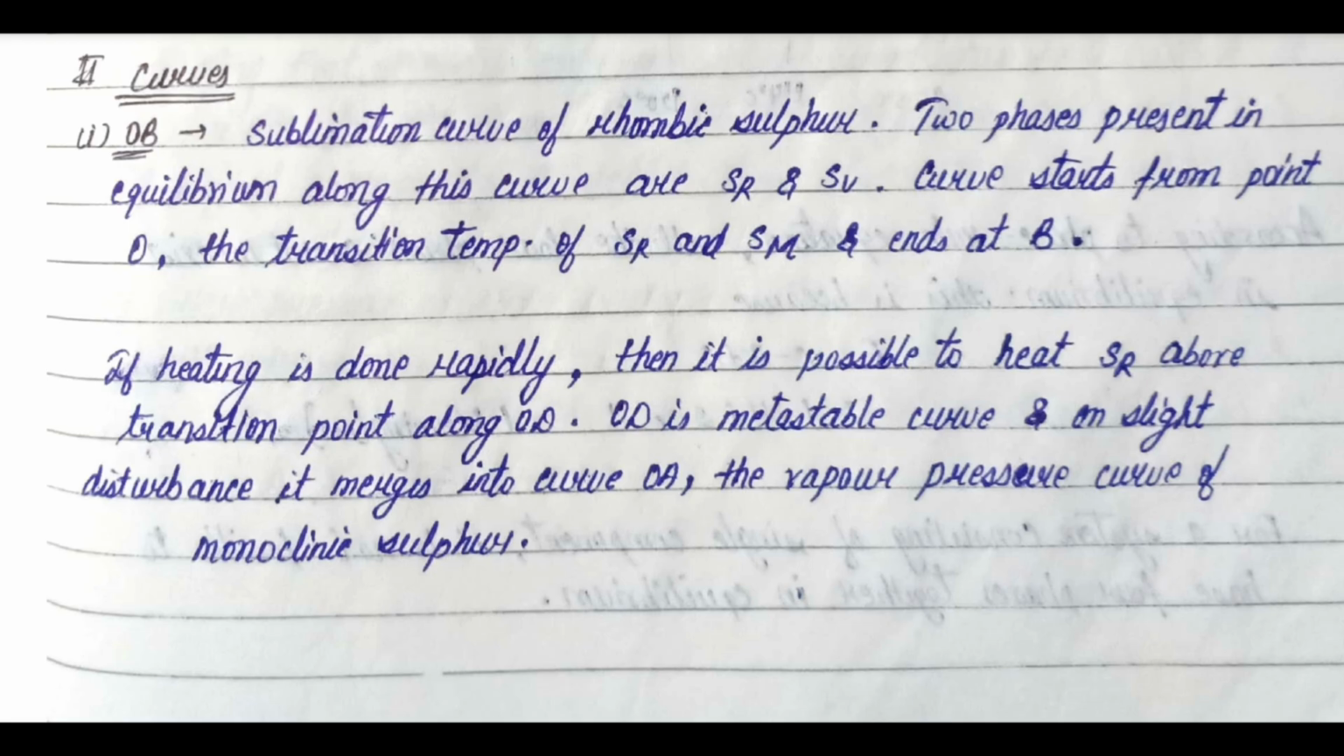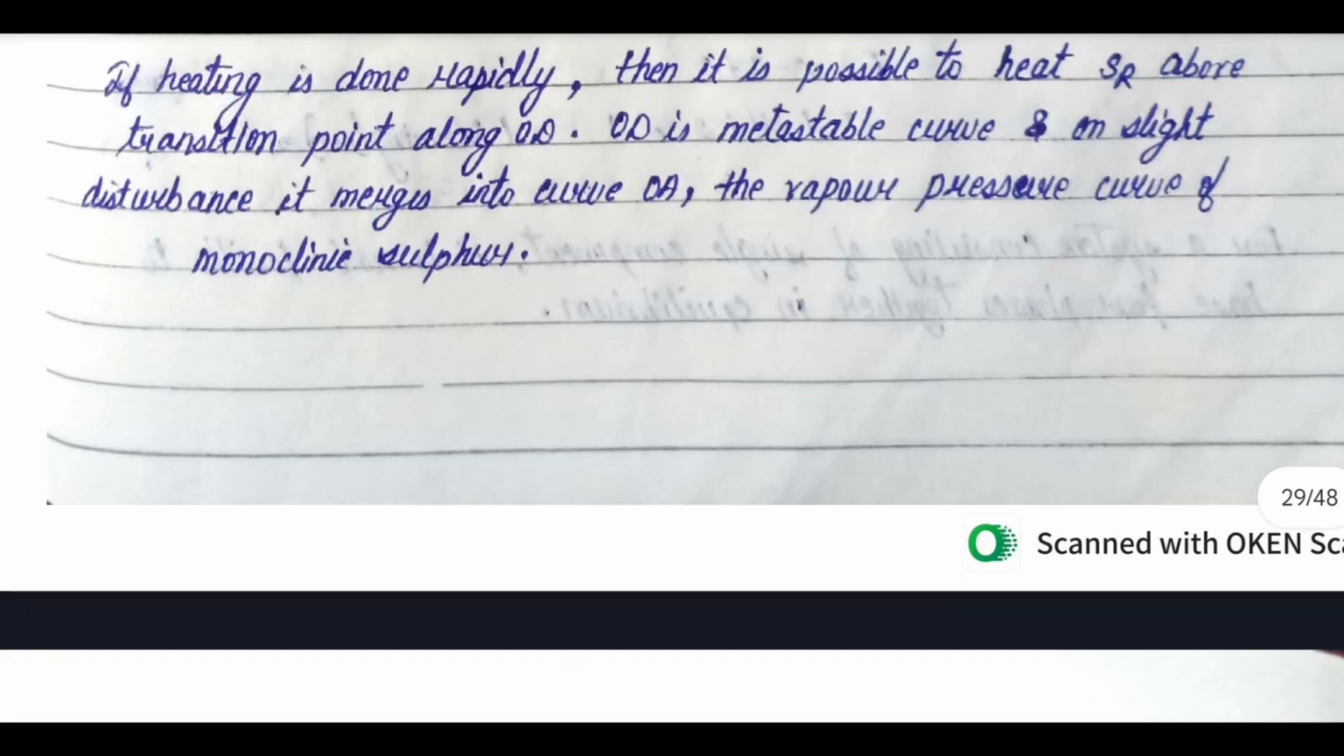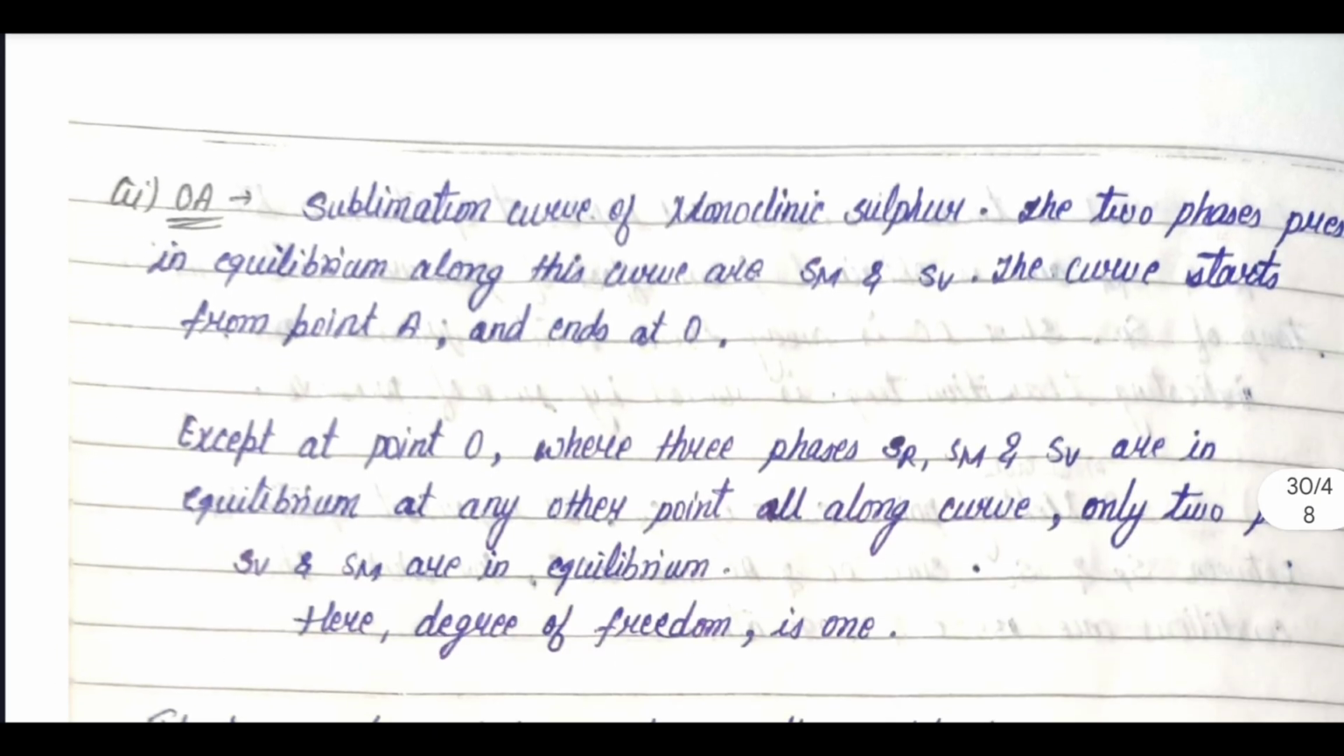Two phases present in equilibrium along this curve are SR and SV. The curve starts from point O, the transition temperature of SR and SM, and ends at B. If heating is done rapidly, then it is possible to heat SR above the transition point along OD. OD is a metastable curve and on slight disturbance it merges into curve OA, the vapor pressure curve of monoclinic sulfur.